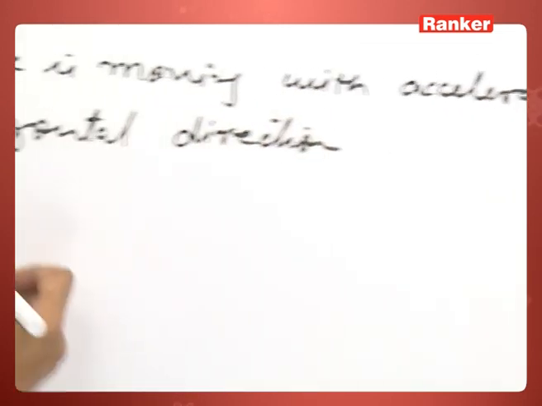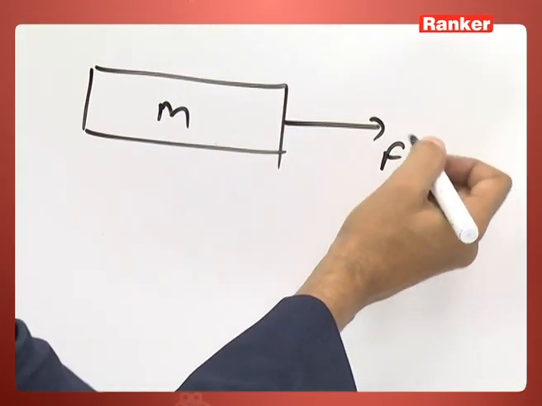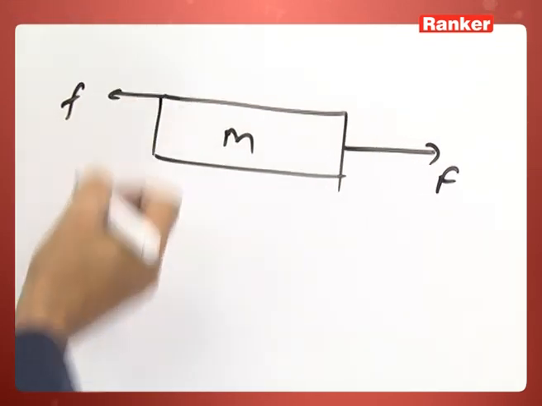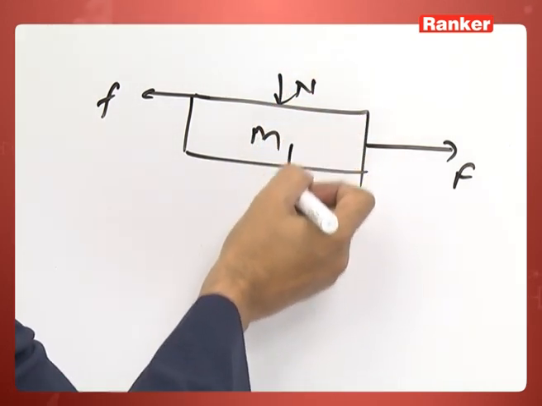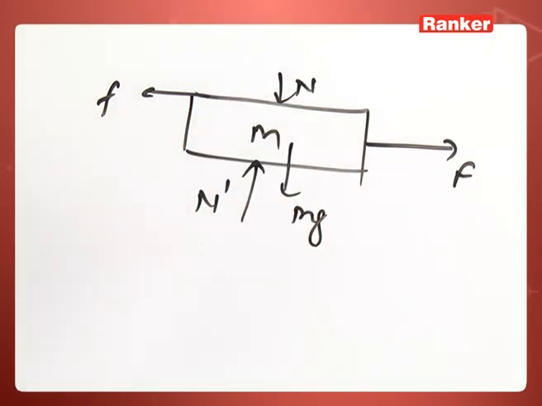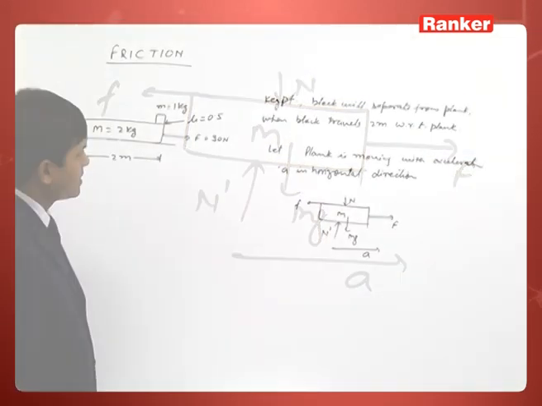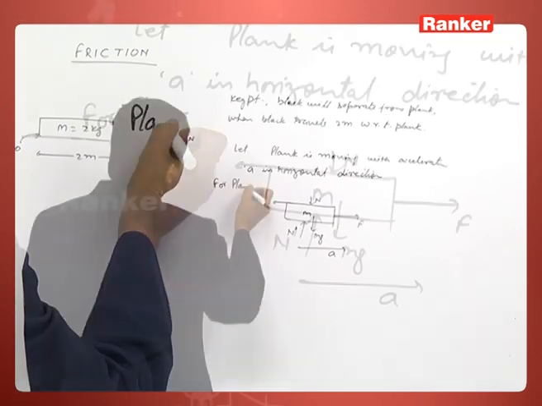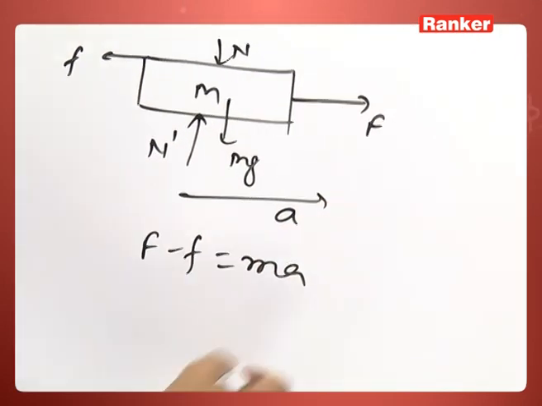Meaning is that if we are making the FBD of the plank on which force F is acting, because of that F, friction force will be there, and some normal is also there, and its weight. Here normal N dash, and let the plank be moving with acceleration A. So, for the plank, this is the diagram. We can write F minus f is equal to MA.